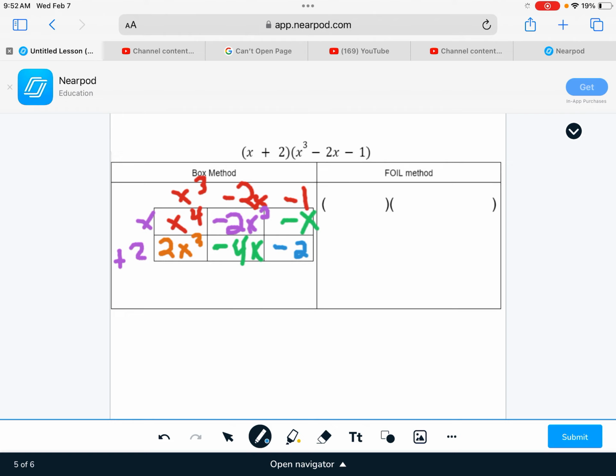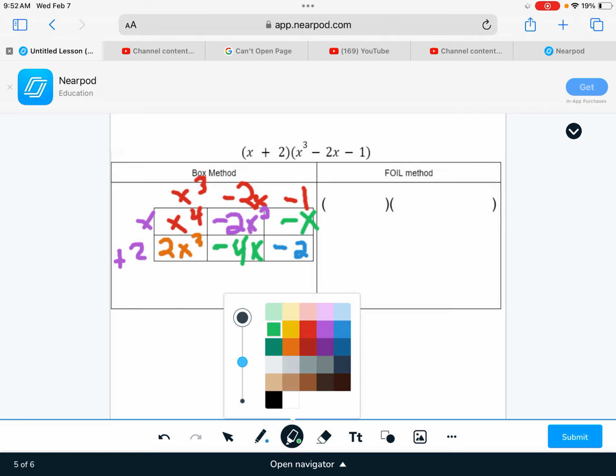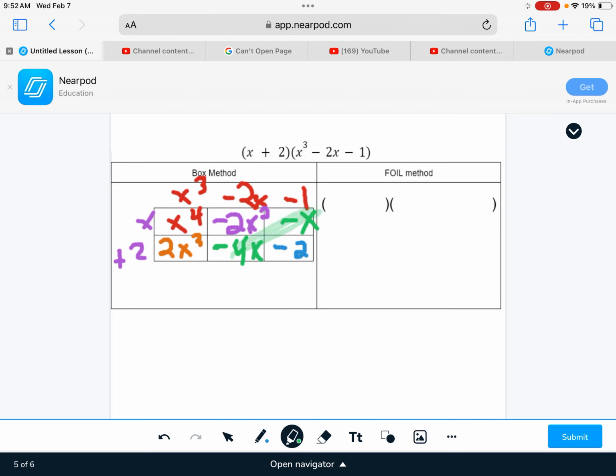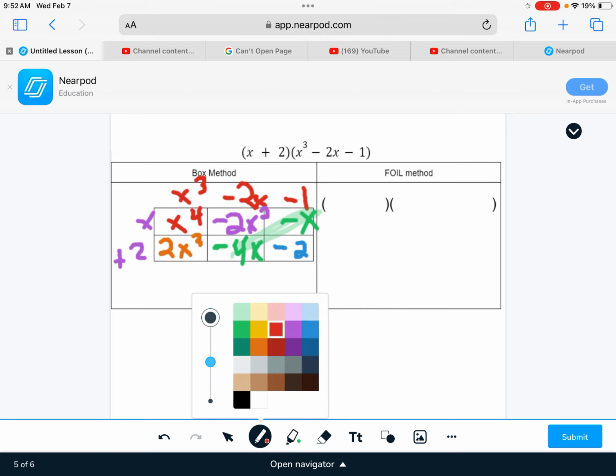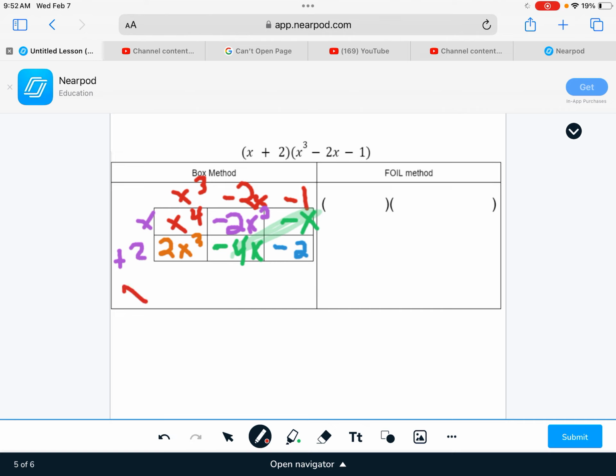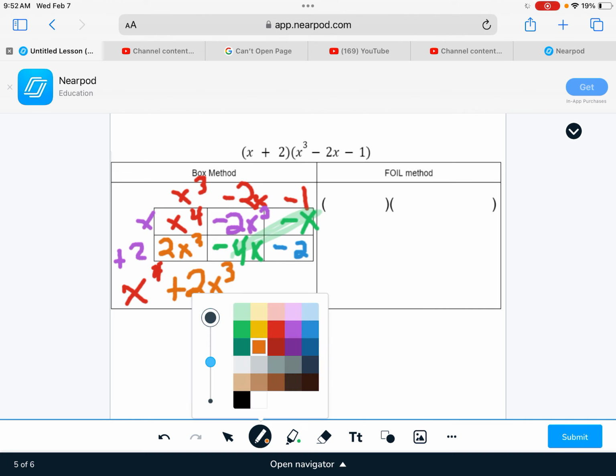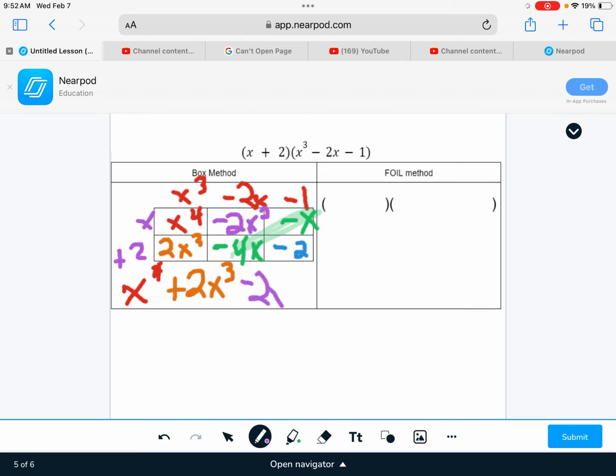This is going to be a little bit of a hassle because, again, I'm looking at this and saying, oh, minus 4x and minus x, those can combine, but the 2x to the 3 and the 2x squared, those cannot combine. So I'm going to be careful here. X to the fourth power. Then I've got a plus 2x to the 3. Then I've got a minus 2x squared. Negative 4x, take away x, is going to be negative 5x. And last but not least, I have a minus 2 here.